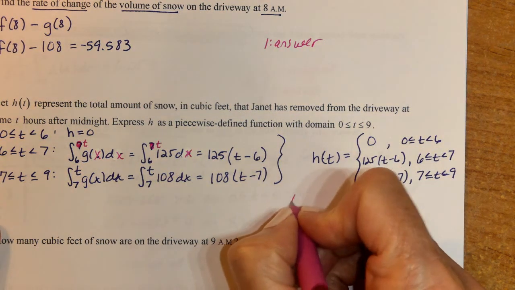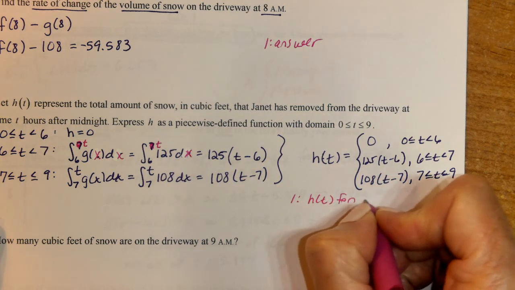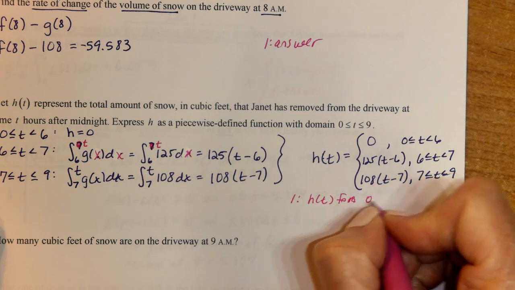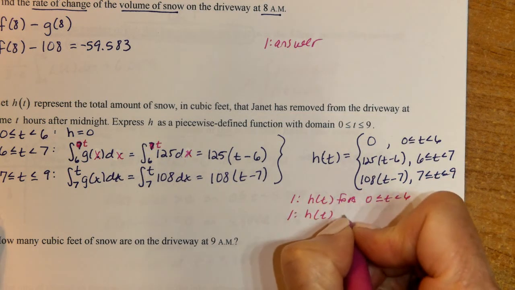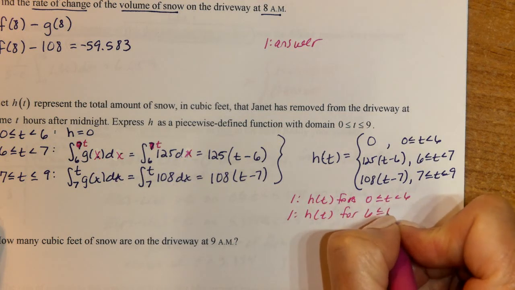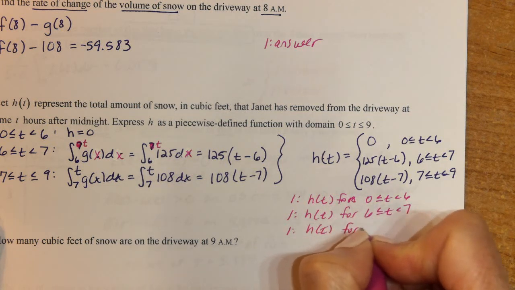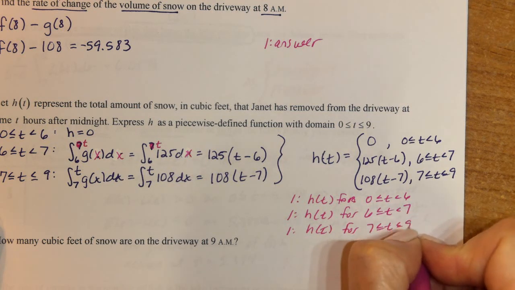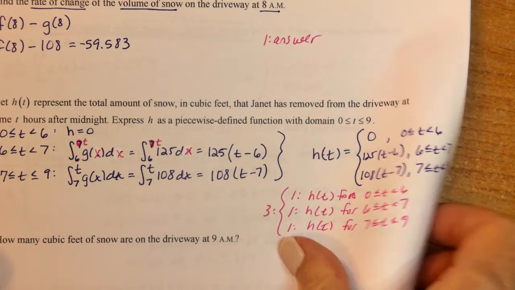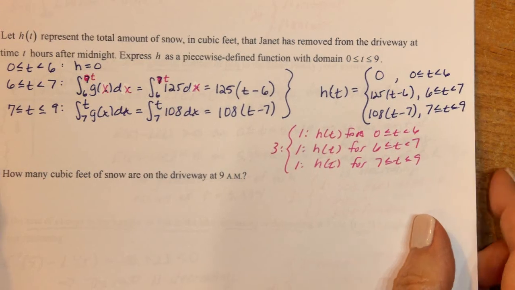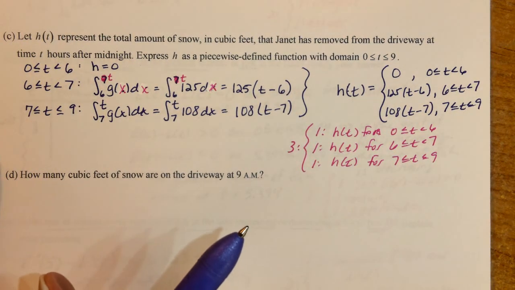Points for this one: 1 point for h of t on 0 to 6, 1 point for h of t for 6 to 7, and 1 point for h of t for 7 to 9. 3 points. So that was a little bit of a different problem. They were asking us, do we know what to do with the piecewise function that they gave us for g?